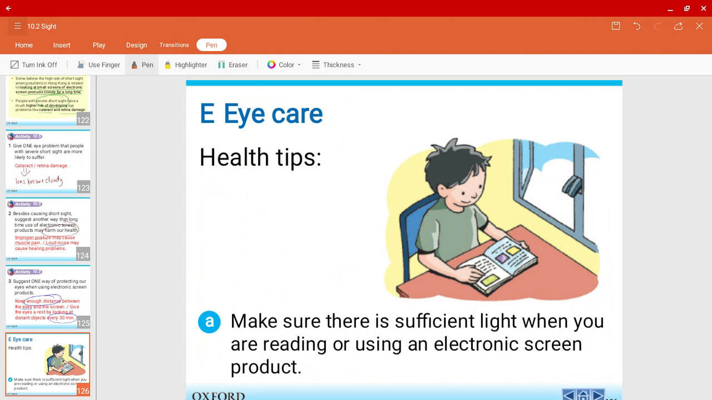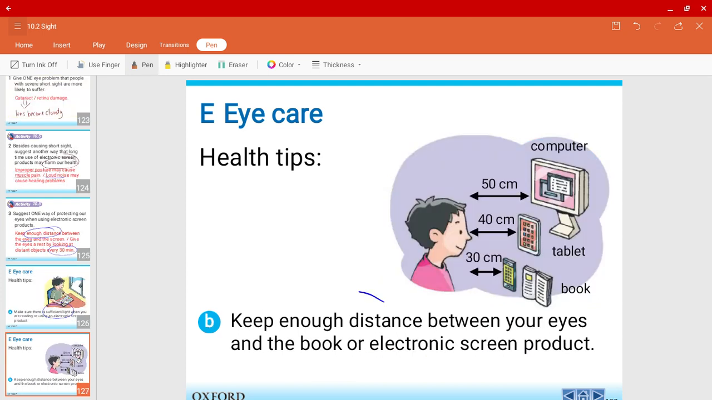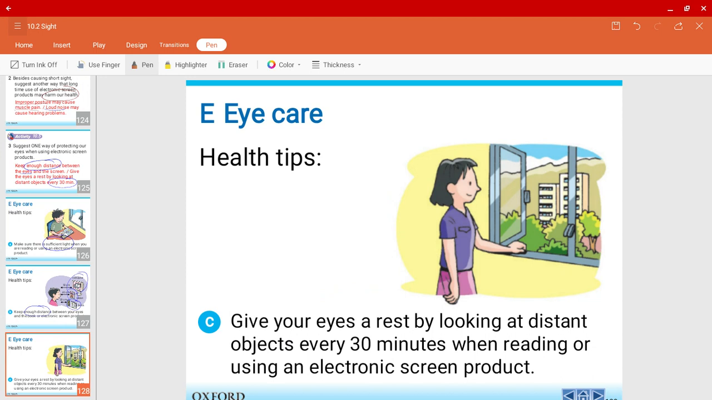Here are some health tips to take care of your eyes. First, when you're reading or using any electronic screen product, your smartphone, your computer, make sure there is sufficient lighting. Also, keep enough distance between your eyes and your textbooks, your homework, your tablets and your computer. Every 30 minutes or so, give your eyes some rest by looking at distant objects. Of course, if you look at some greenery, that will also be very good.